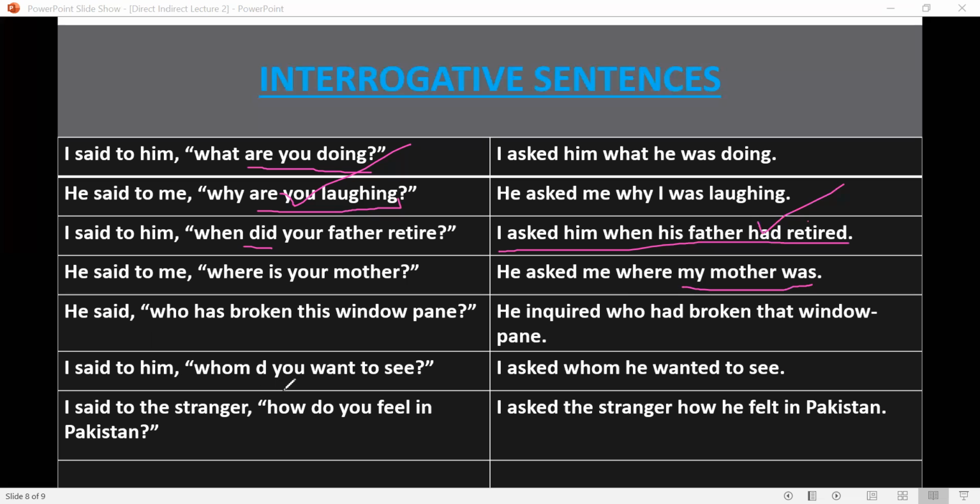I said to him, whom do you want to see? I asked whom he wanted to see. Wanted. Simplification of the sentence. I said to the stranger, how do you feel in Pakistan? I asked the stranger how he felt in Pakistan. Present indefinite, past indefinite, and this is the simplification of the sentence. So these are the rules of making indirect from a direct sentence.